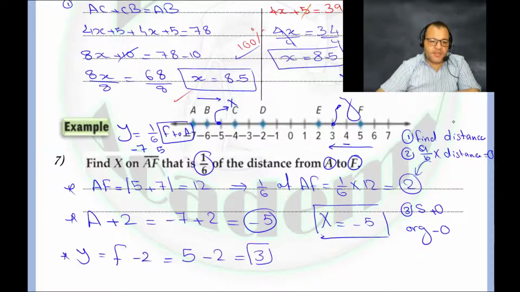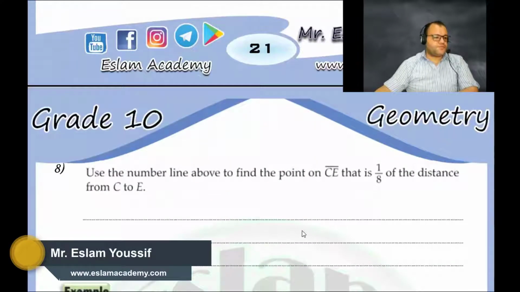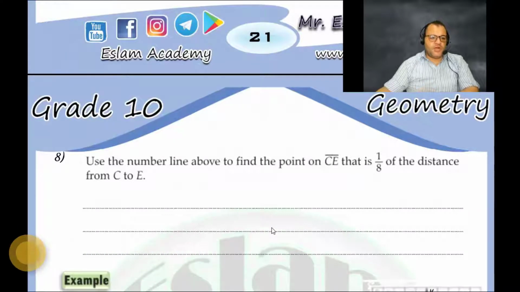If you need to find the distance, number 1, find the distance, multiply the fraction by the distance. Then if you start from the smallest number, add O. If you start from the greatest number, subtract O. Is that clear? Yes. Okay. Use the same number line above.